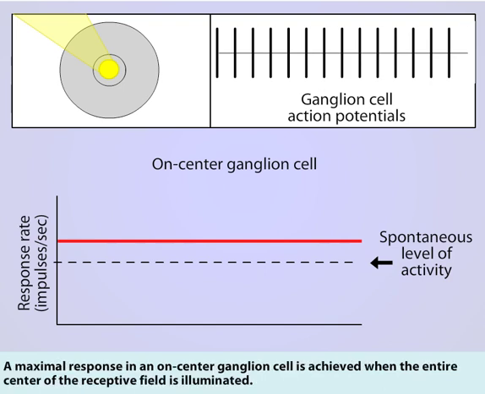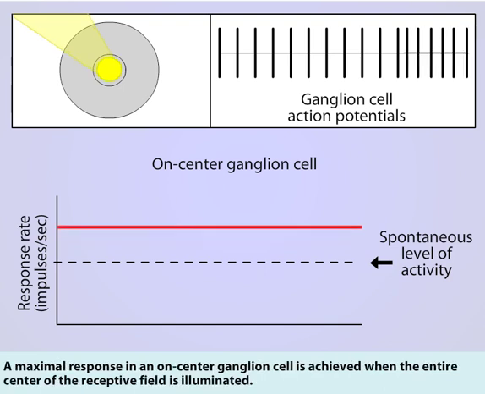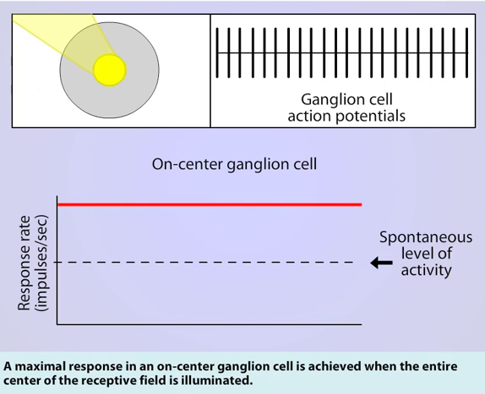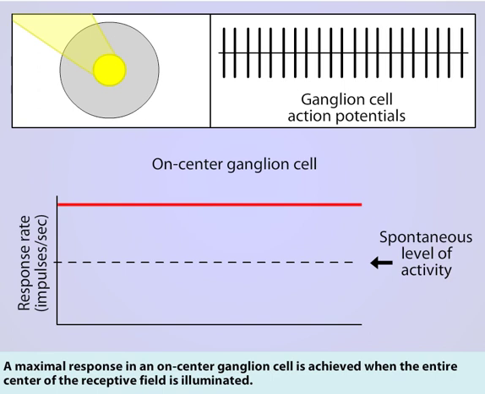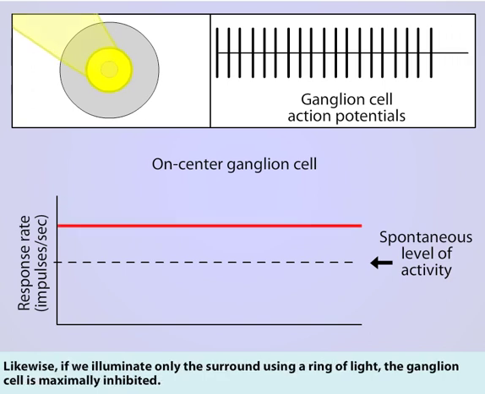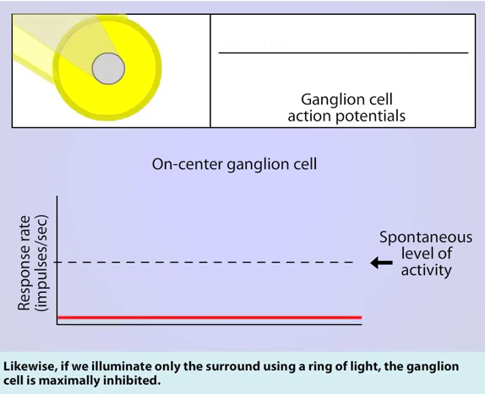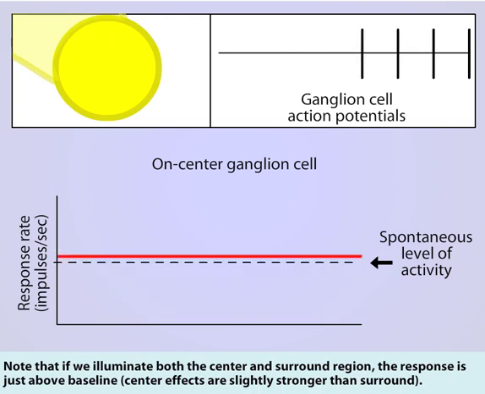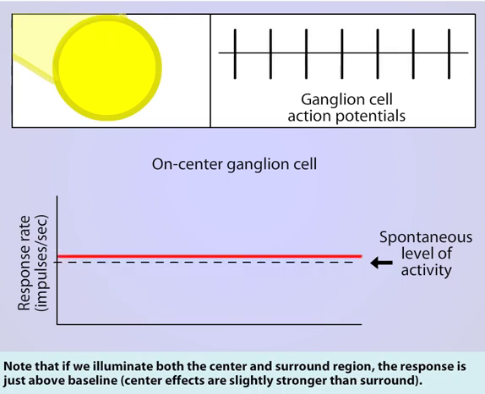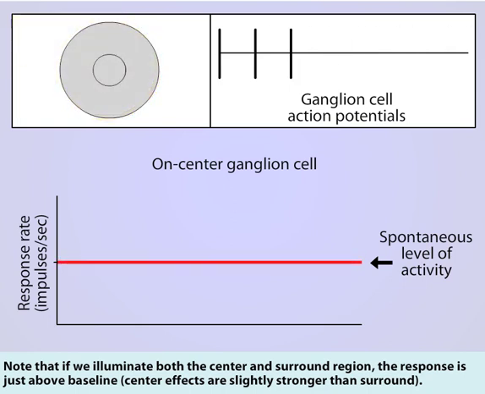A maximal response in an on-center ganglion cell is achieved when the entire center of the receptive field is illuminated. Likewise, if we illuminate only the surround using a ring of light, the ganglion cell is maximally inhibited. Note that if we illuminate both the center and surround region, the response is just above baseline. Center effects are slightly stronger than surround.